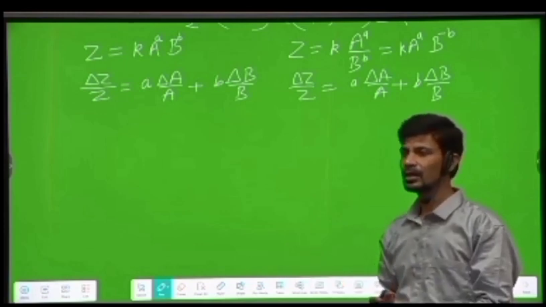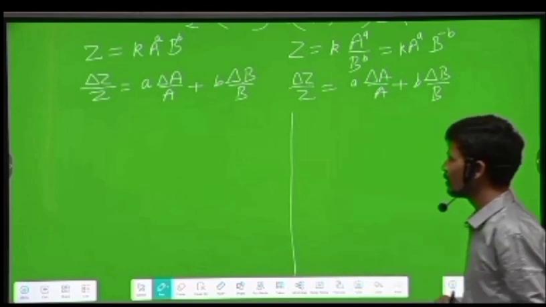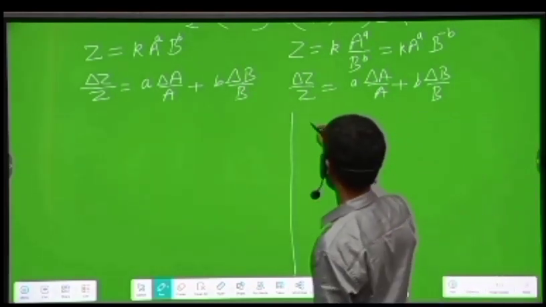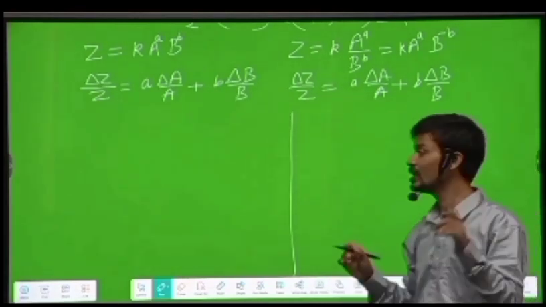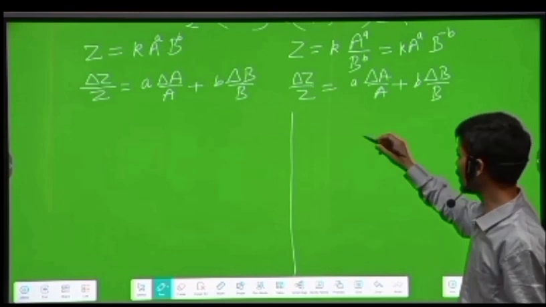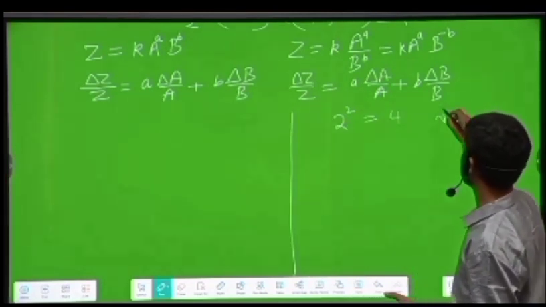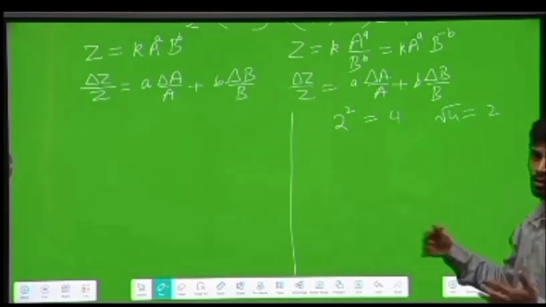But for that, you need to understand a few things. First, you need to understand the property of log. Log is an alternative to exponents. Like we have root and square: square of 2 is equal to 4, so root of 4 is equal to 2. In the same manner log works.